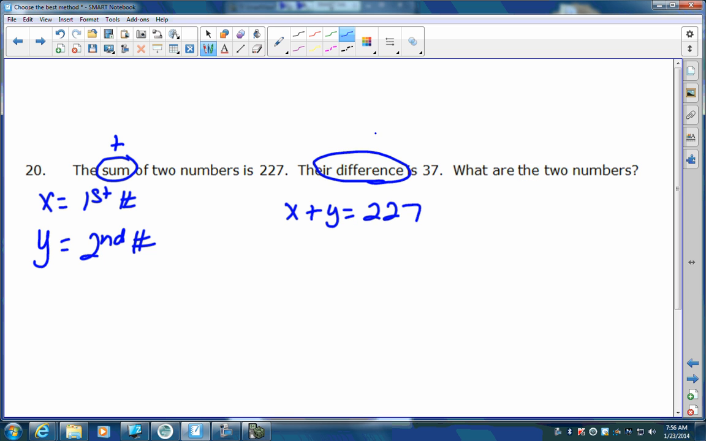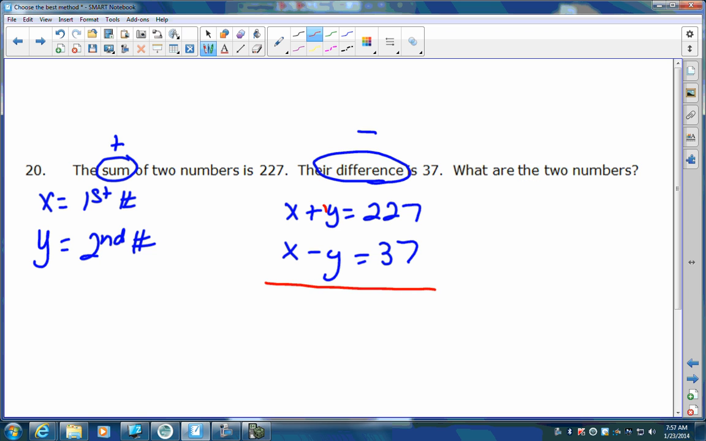Okay. Difference means subtract. So I'm going to take X minus Y is 37. Oh, why did I write 32? Okay. This one, I wouldn't solve for y, right? Because this one's set up very easily to make the y's cancel out. Does everybody see that?